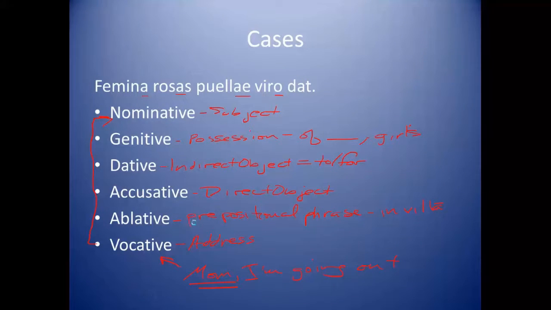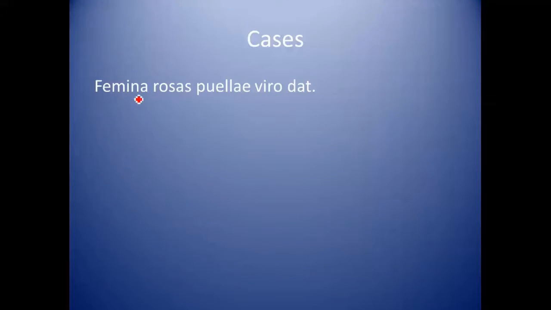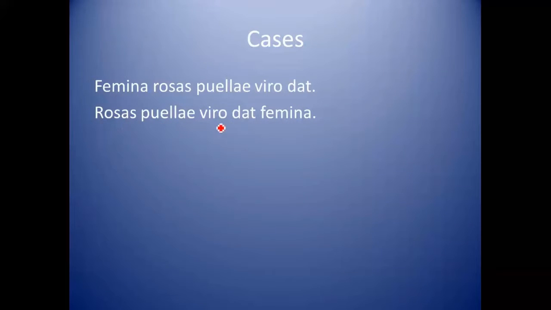Now, the upshot of this is that our basic sentence, femina rosas puellae viro dat, remember that the ending determines function, so we can move this sentence around depending on what we want to emphasize. So we could emphasize rosas puellae, the roses of the girl. So the roses of the girl to the man the woman gives. This is still the same sentence. It means the same thing. Technically it's not the same sentence, but it means the same thing. The woman gives the roses of the girl to the man, but now we've put an emphasis on rosas, the roses.